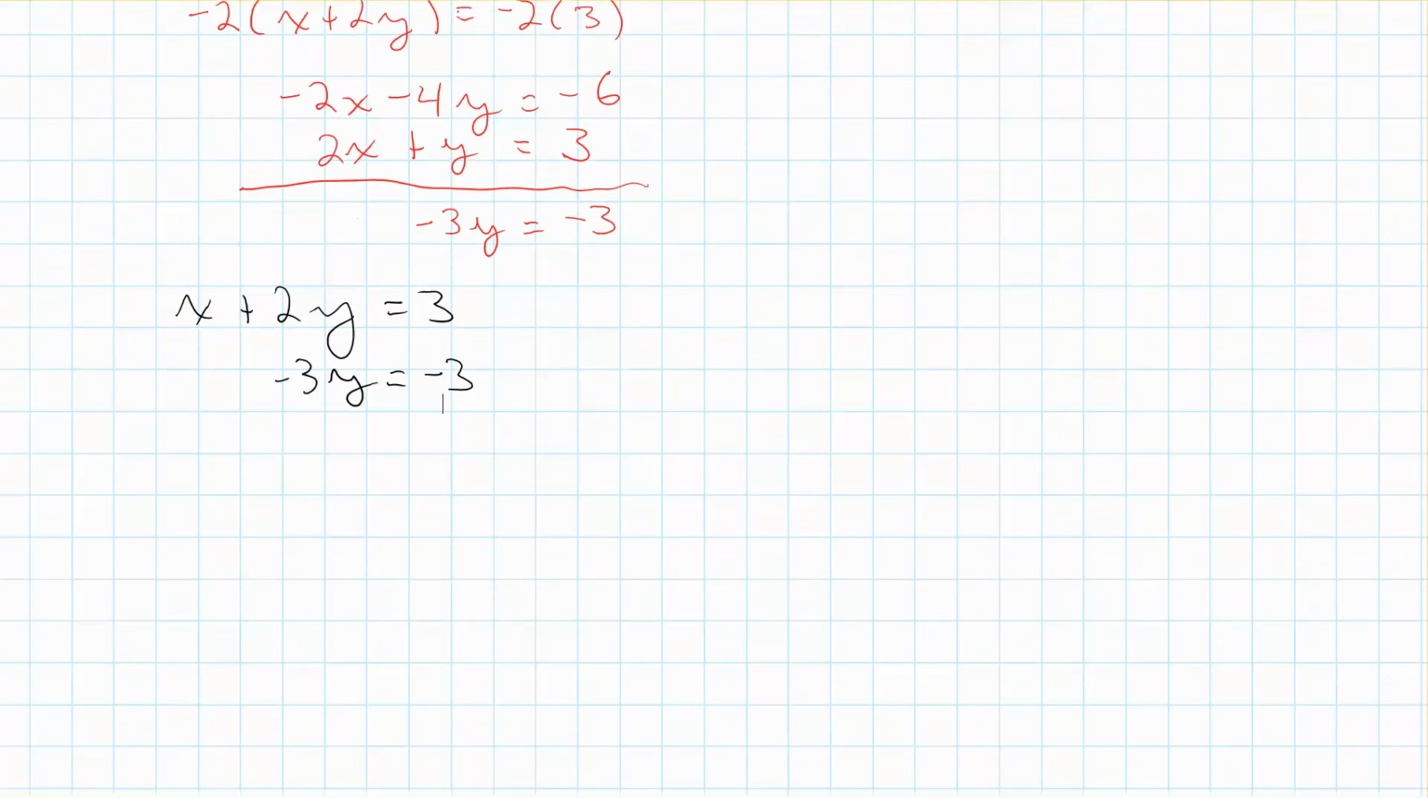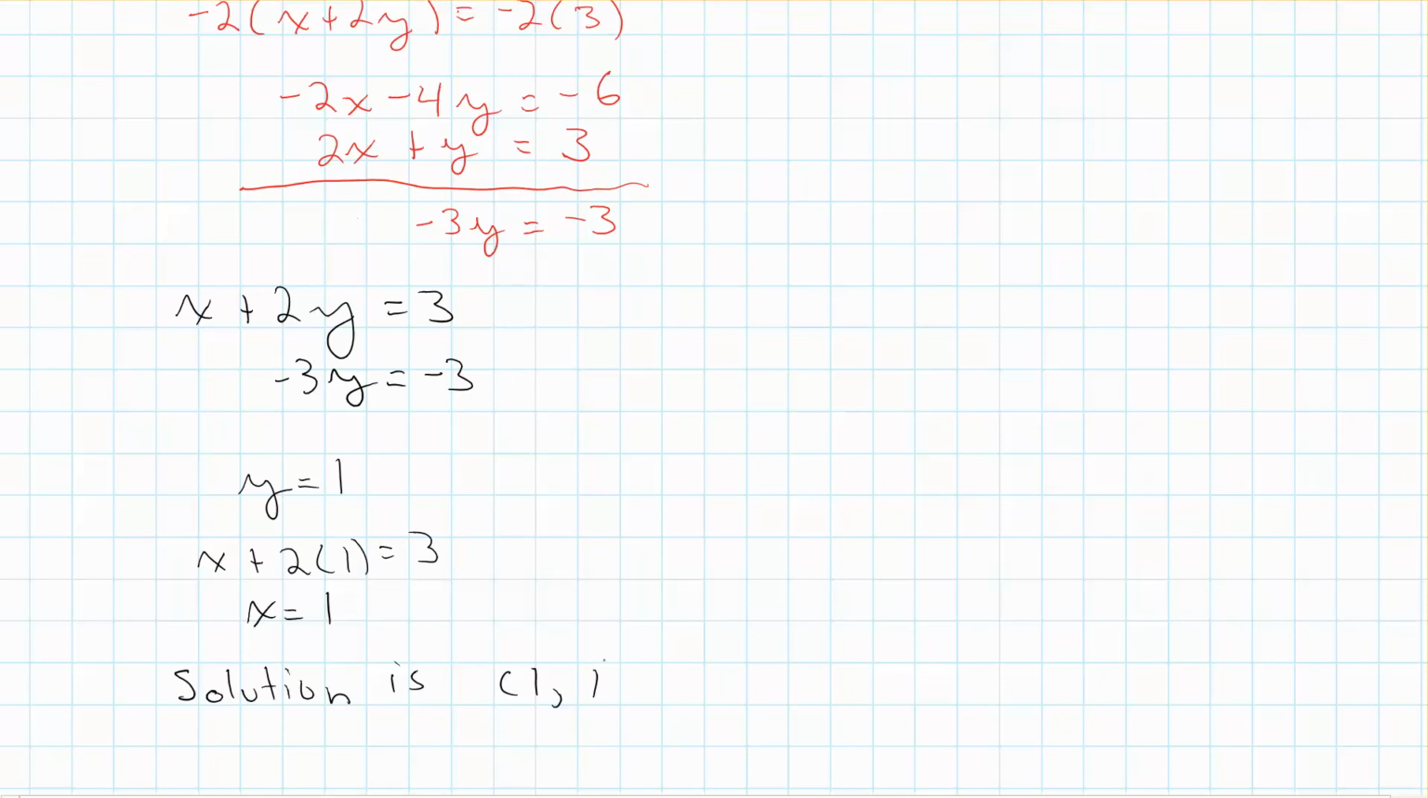Now I know this is just 2 equations and 2 unknowns, but this is going to be the process that we're going to do for the 3 equations and 3 unknowns. And so if you divide both sides by 3 here, of course we get y equals 1, and then substituting we get 2 plus 2 times 1 equals 3, and so x equals 1. So the solution is 1, 1.